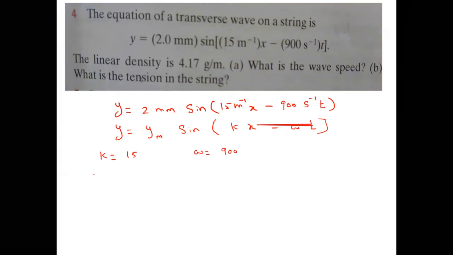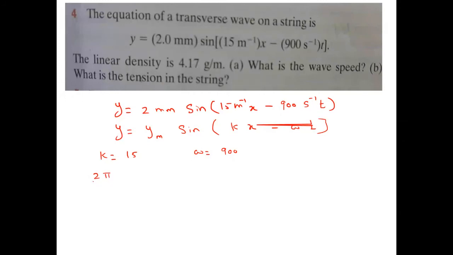What is k? 2 pi over lambda, which is equal to 15. What is omega? Omega is equal to 2 pi f, which is equal to 900. We can write f. No need to go for time period, because time period information is not needed here. With the help of this, we can easily find the lambda. In the first question, we are going to find the v value. What is the formula for speed? The speed is equal to frequency multiplied by lambda. So from this, I am going to find the value of lambda.